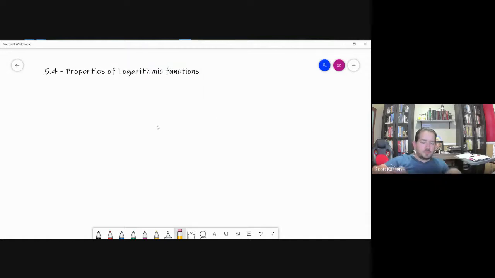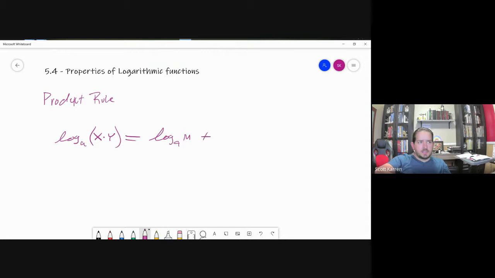So this is largely just ways of manipulating these, but the product rule is the first thing we'd look at here. So if I have the log base, whatever base, it doesn't matter. But if I have two things multiplied inside that log, so it's the log of the product of x and y, I can break this up, right? I can call this the log base a of m plus the log base a of n.